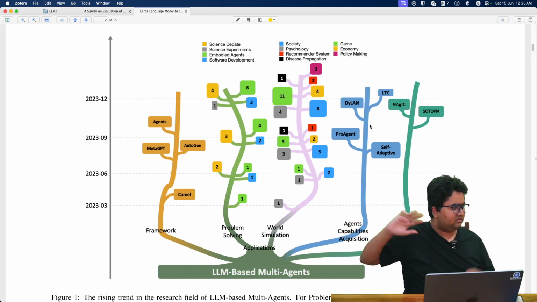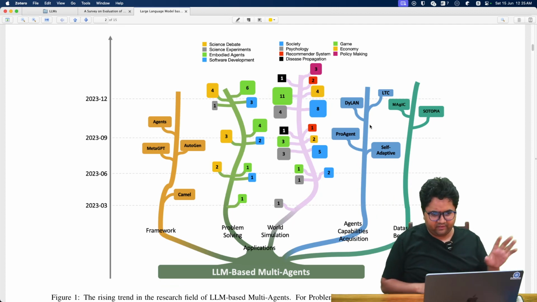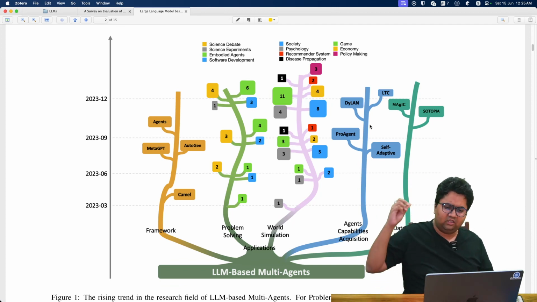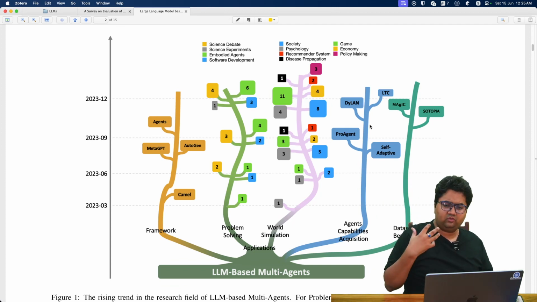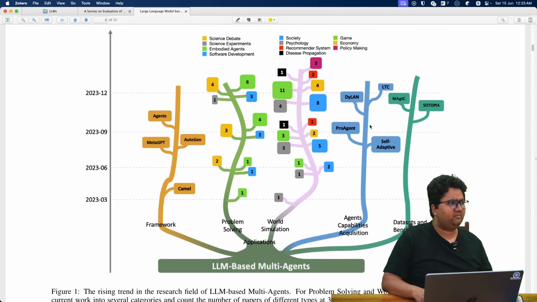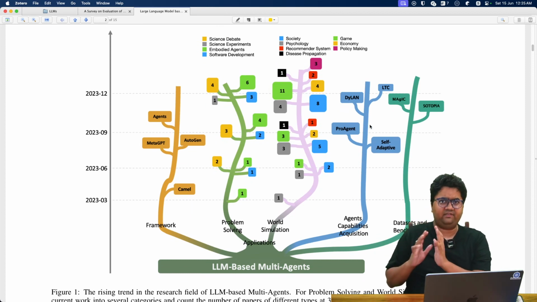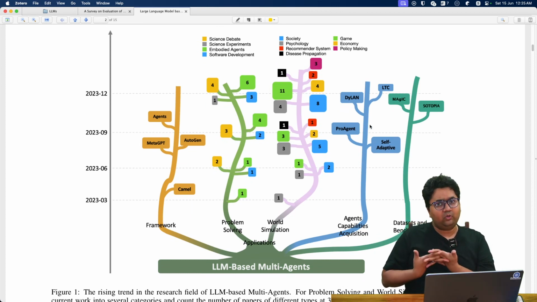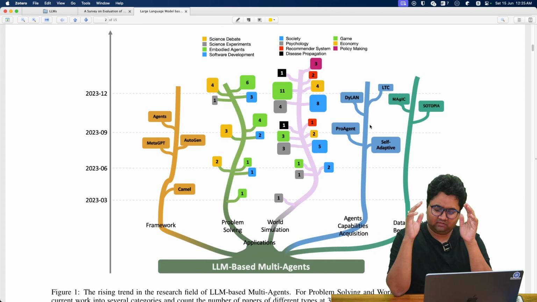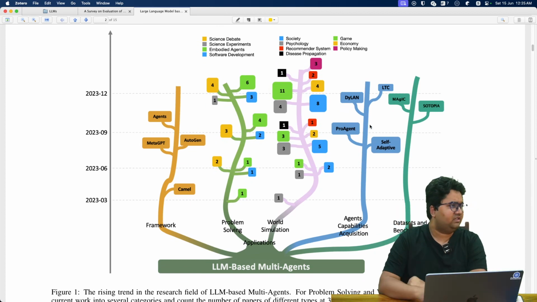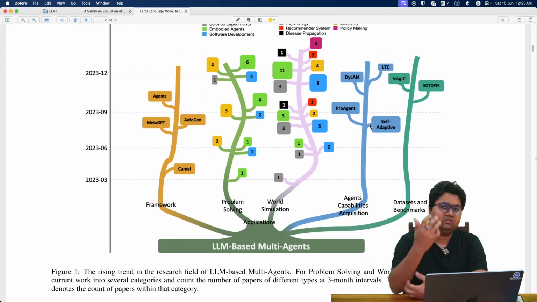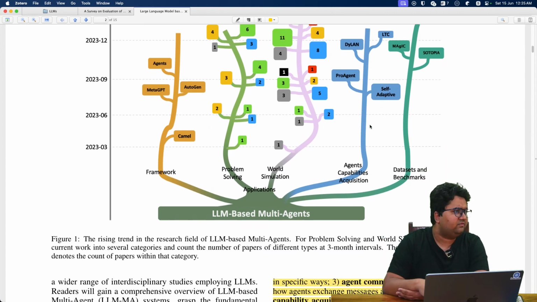Which is different areas of LLM. So there's frameworks, there's problem solving agents, there's world simulation agents, there's agents having different abilities to do acquisition, and then you have data sets and benchmarks. Now data sets and benchmarks are significantly important. I am not going to be talking about that in this video because evaluation and data sets are whole deeper conversations to dive into. But this should give you a picture as to how much of a rising trend there is.